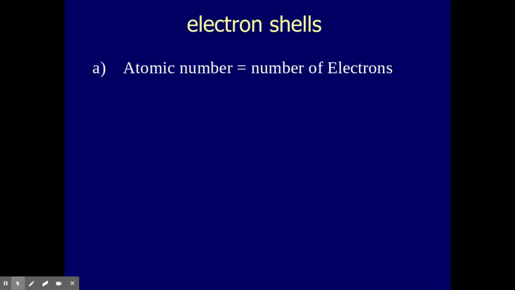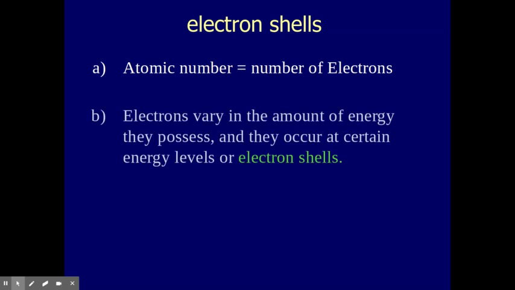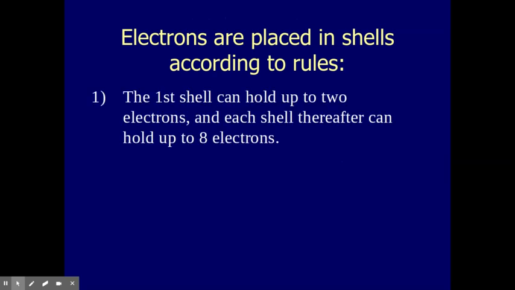So we talked about how the atomic number is the number of electrons, right, in an atom. And this might vary in the amount of energy they possess because they could be in the lower levels or they could be in higher levels. And those electrons in the outer level are what's going to determine the chemical properties of the atom.